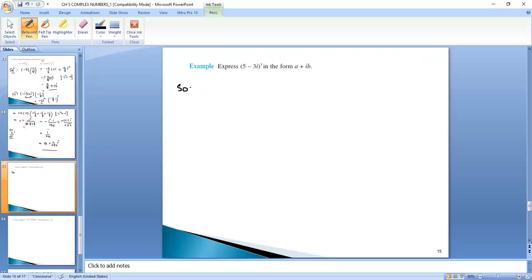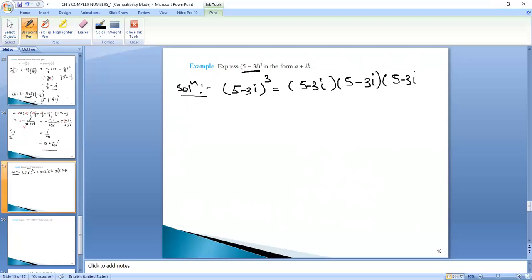Now next, express 5 minus 3 iota whole cube in the form a plus iota b. So there are two methods. One is solve it: 5 minus 3 iota, 5 minus 3 iota, 5 minus 3 iota. First solve these two brackets. Whatever the answer will be, multiply it with the third bracket, right?